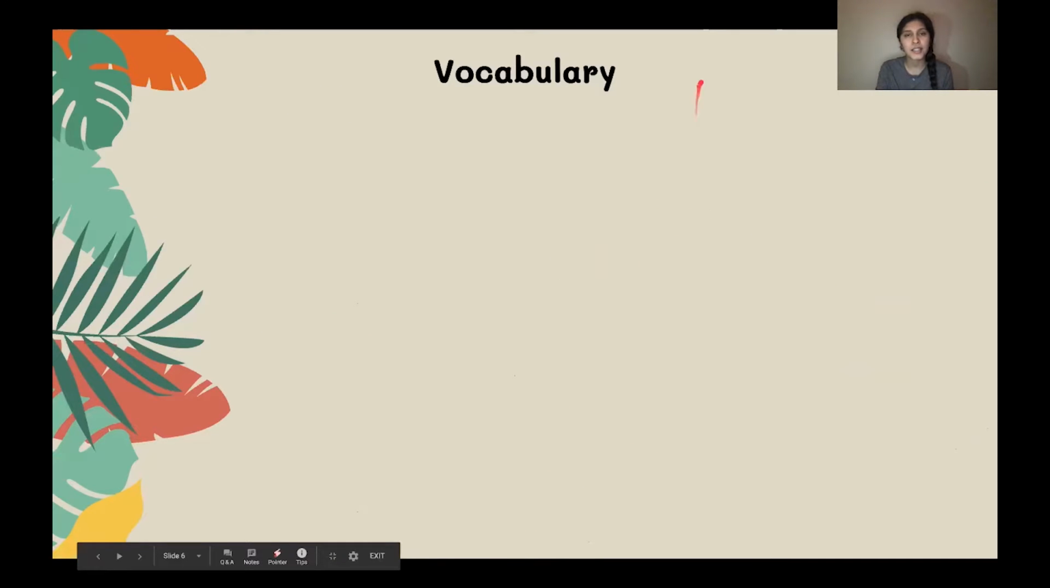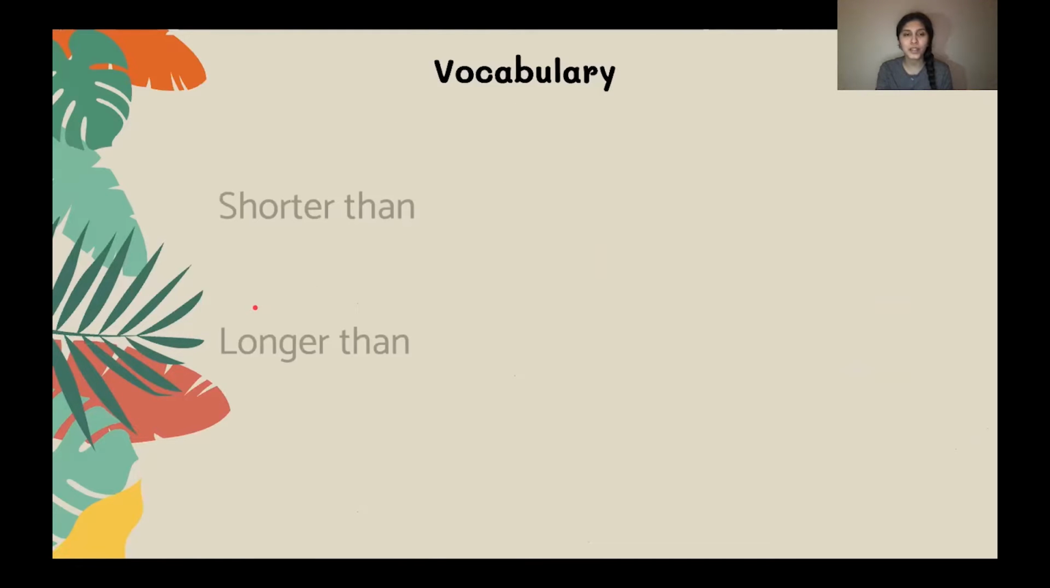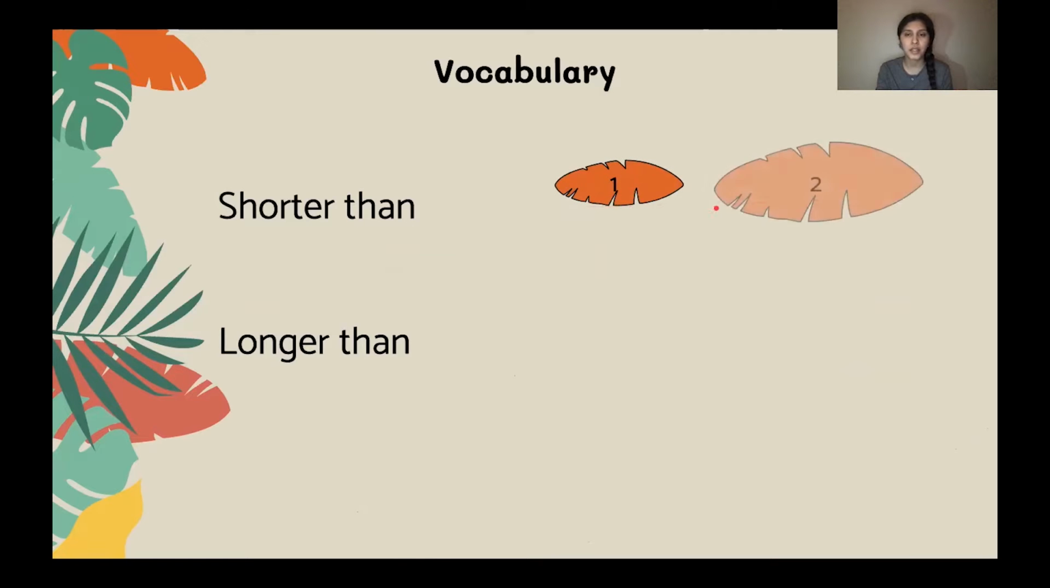Okay, so let's go over our vocabulary. So here we have the shorter than and we have the longer than. Let's go over the shorter than. So shorter than, we have one leaf and two leaves. So this is leaf 1 and this is leaf 2. So I'm gonna move my screen over here.